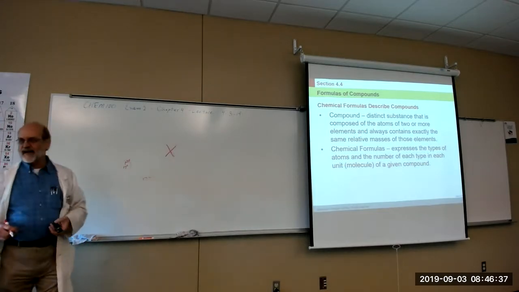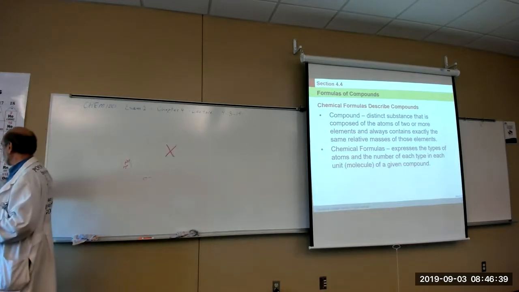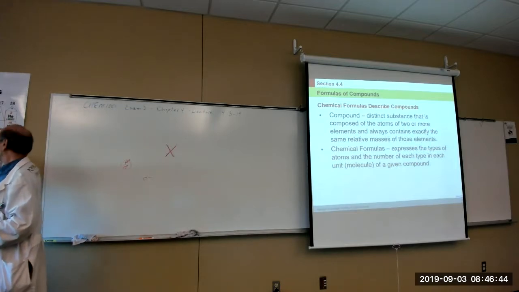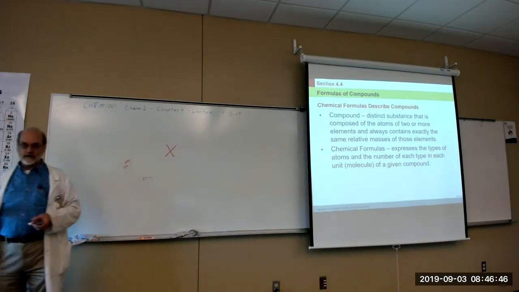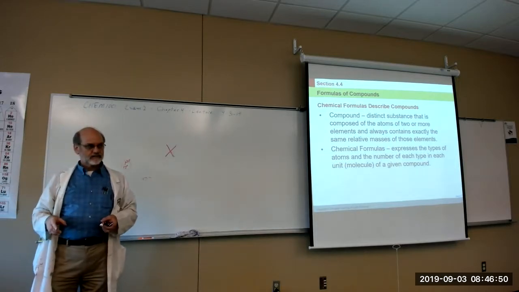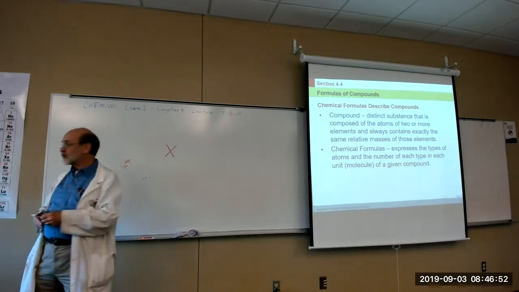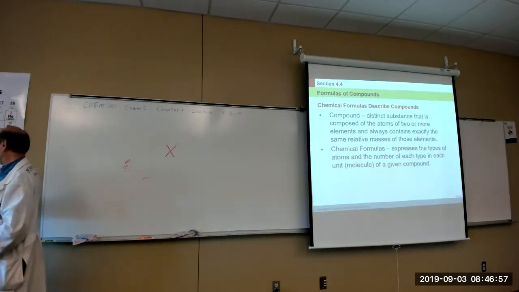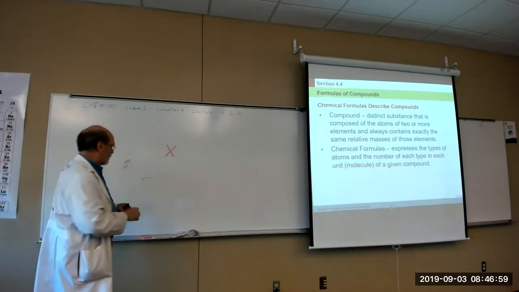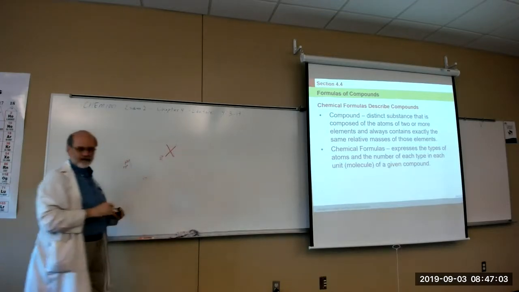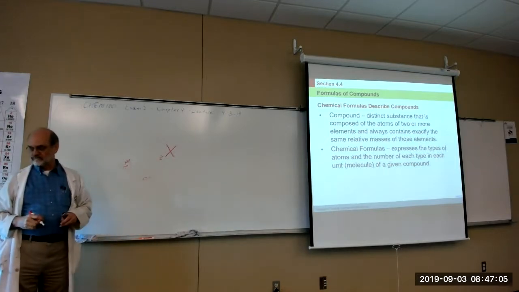Now, how do we define an element? An element is defined by the number of protons. So this number, the atomic number, is the number of protons for each atom in that element. Okay? If we change the number of protons, we've got a different element. So that's this position right here. That's where we put the number of protons.